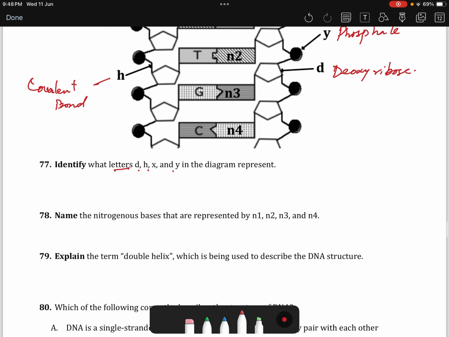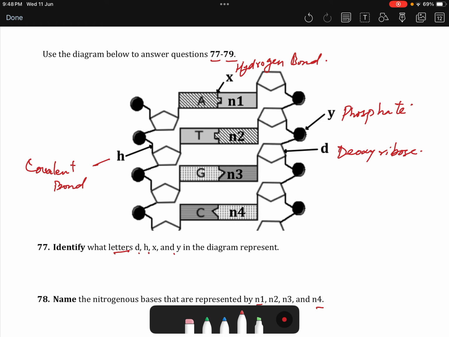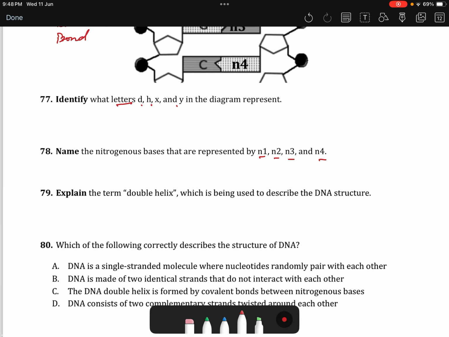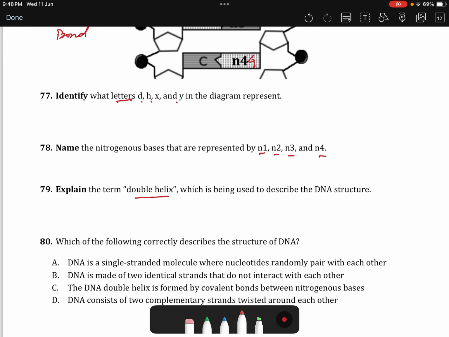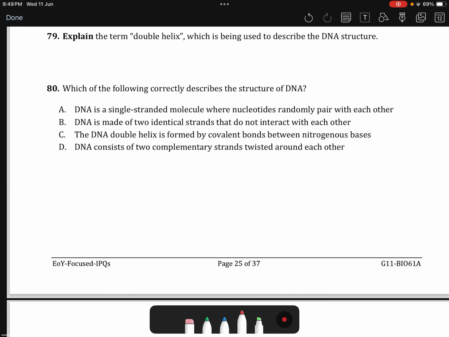Okay, name the nitrogenous bases that are represented by N1, N2, N3, N4. I will also label it on the top. You should know that A comes with T, T comes with A, G comes with C, and C comes with G. So this is how you will answer them. Explain the double helix, which is being used to describe the DNA structure. We discussed previously, it means that DNA is made up of two strands which are complementary to each other, and they run anti-parallel and they are twisted around each other. That's why we call it a helix.